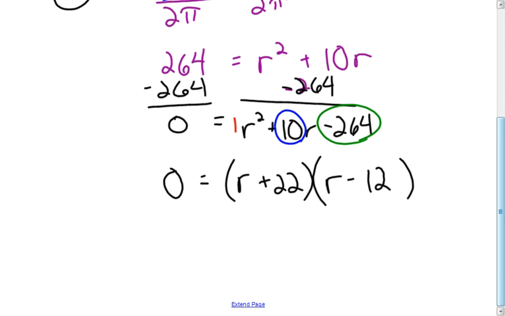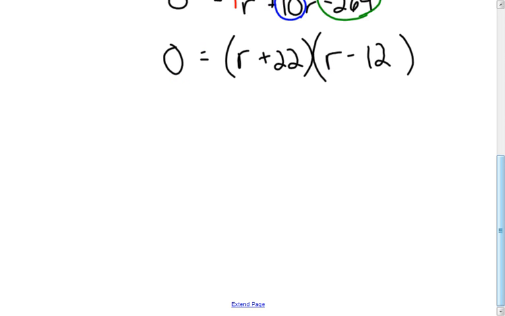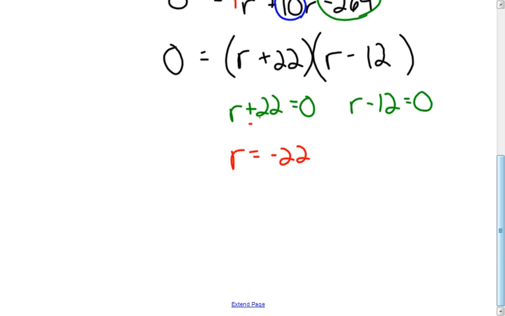Now as I continue on to solve this, I'm going to set both of my factors equal to 0. So r plus 22 is going to equal 0, and r minus 12 is going to be equal to 0. Now if I solve those two little equations, in this one, r is going to equal negative 22, because I would subtract 22 from both sides. Maybe I should show my work. And in my other one, I'm going to add 12 to both sides, and find out that r equals 12.